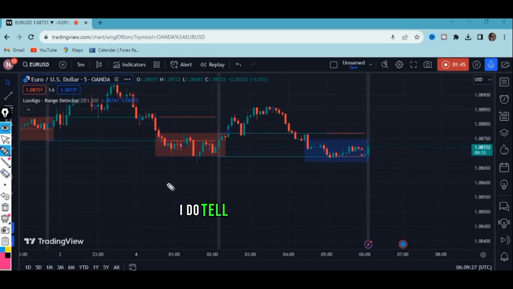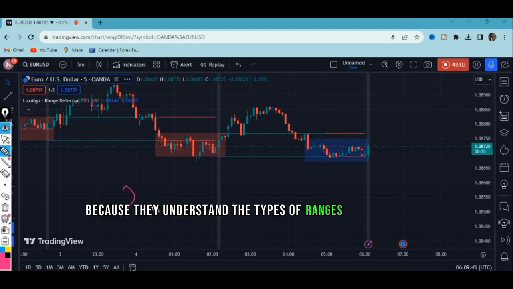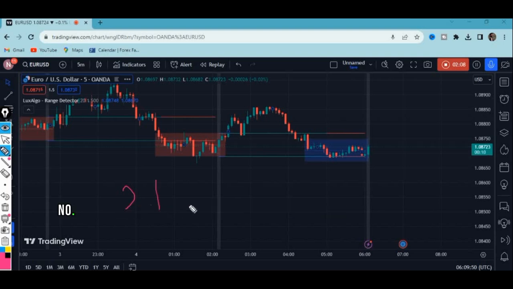And guys, I do tell you, we have two types of ranges. There are people who trade ranges, and there are people who don't trade ranges. And you can ask yourself, who are these people who trade ranges? Because they understand the types of ranges. I've been saying this all through. Number one, we have a range that is super close to each other. We have a good example here. We have another good example over here.